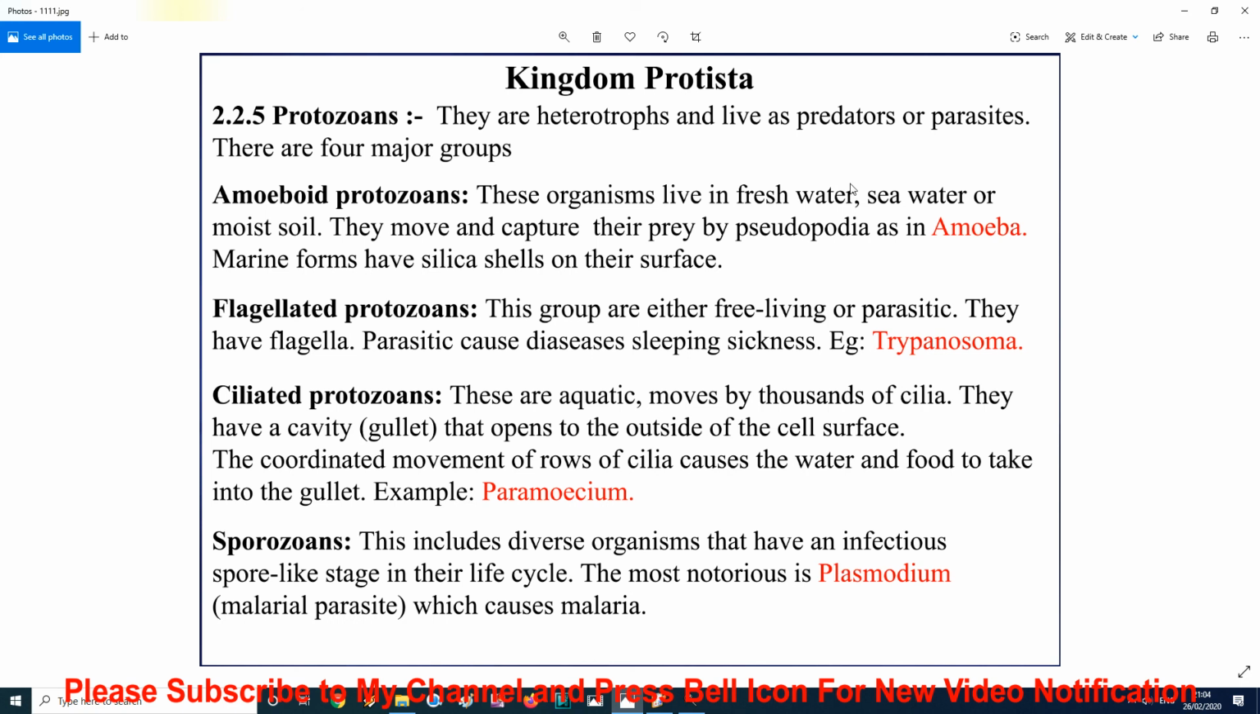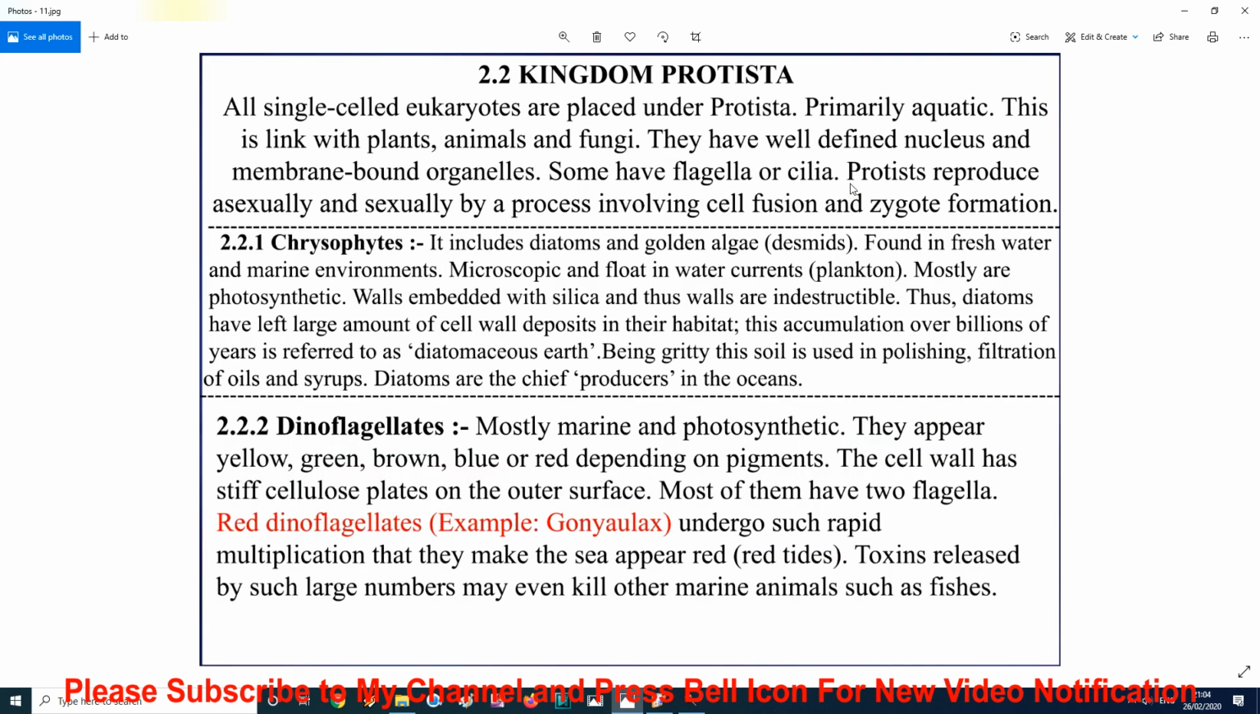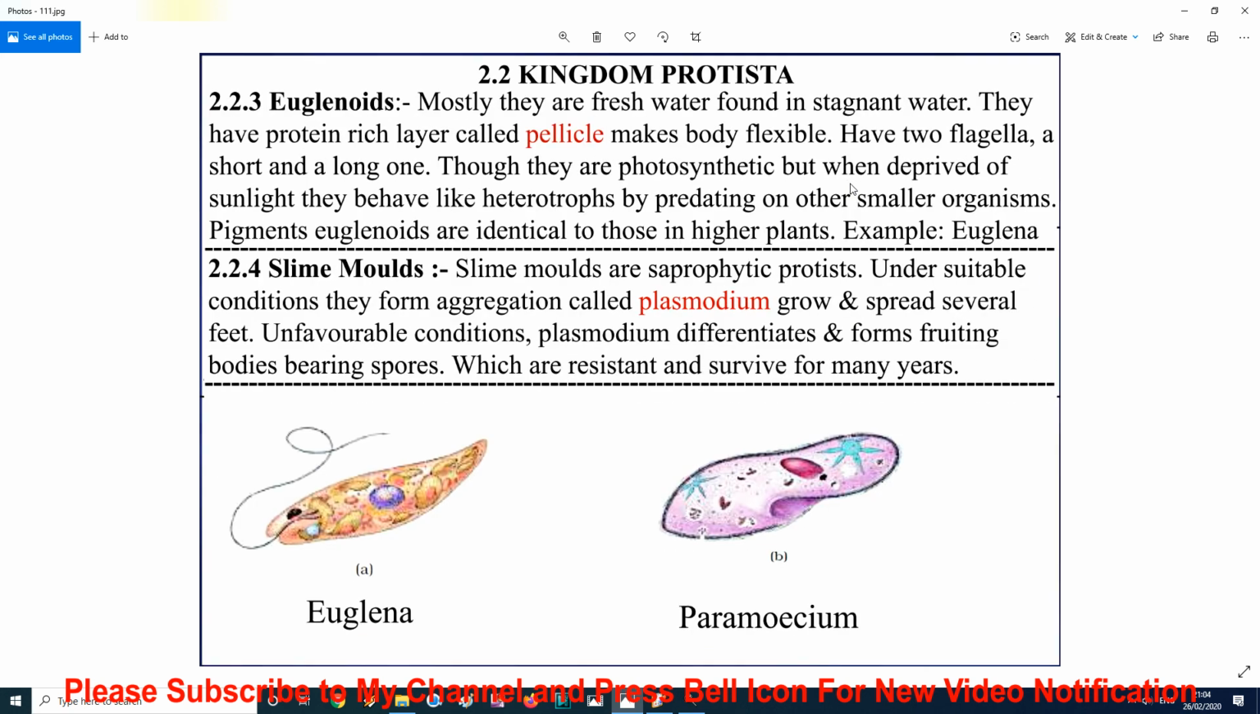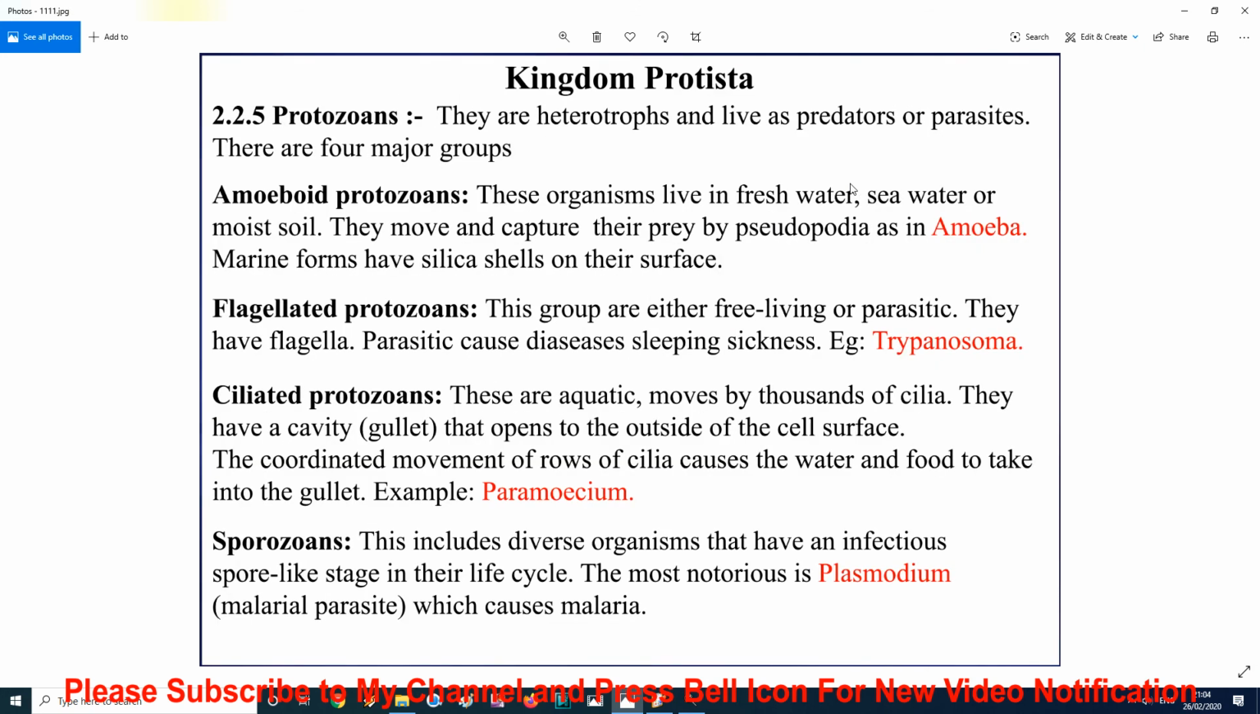So guys, this was our topic related to the kingdom Protista, which has five different types: chrysophytes, dinoflagellates, euglenoids, slime molds, and protozoans.